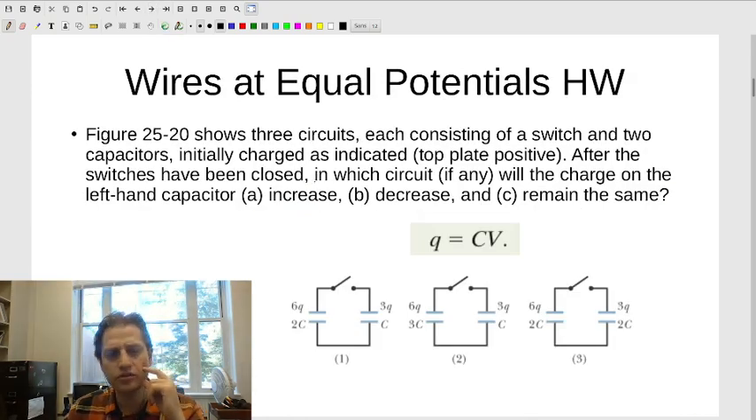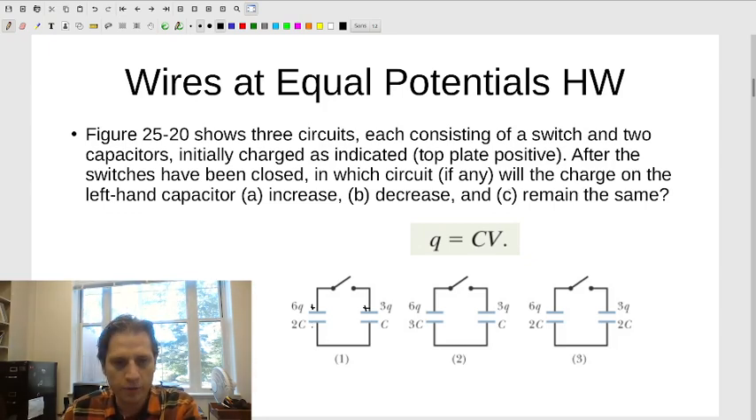So I want to start out with a little bit of a thinking question, all right? It says, look at this picture. We have three circuits, each consisting of a switch and two capacitors initially charged as indicated. So we've got a plus plate and a minus plate, and we have the positive charges on top, negative charges on bottom. Now, the situation is that after the switches have been closed, in which circuit will the charge on the left-hand capacitor increase, decrease, and remain the same?